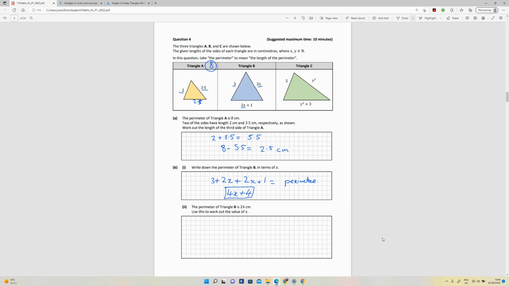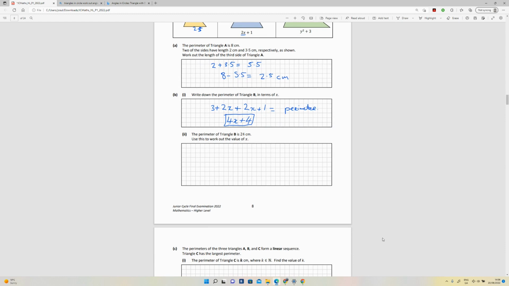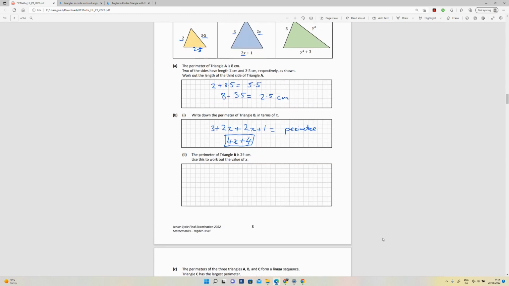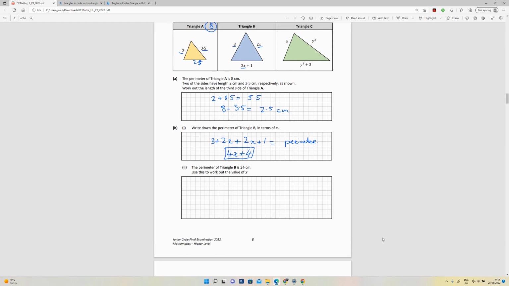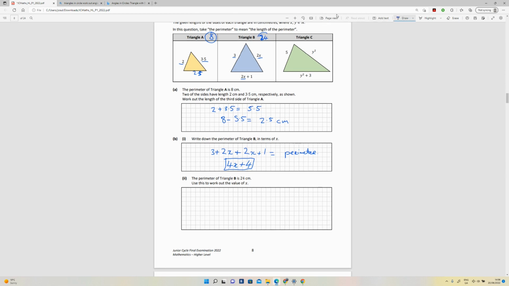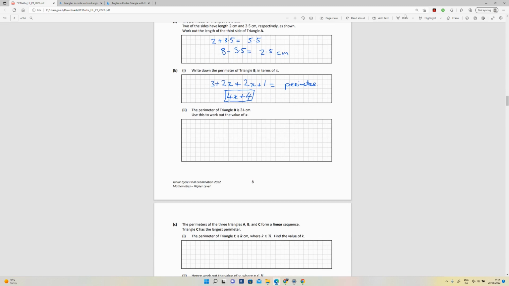Okay. Now, the B2, the perimeter, now they're giving me the perimeter, is 24. Use this to work out x. Okay, so now I've been told that this one is 24 perimeter, so I'll just write that up there. Okay, so I now know it's 24. So I've already written a formula. So 4x plus 4 is equal to 24.